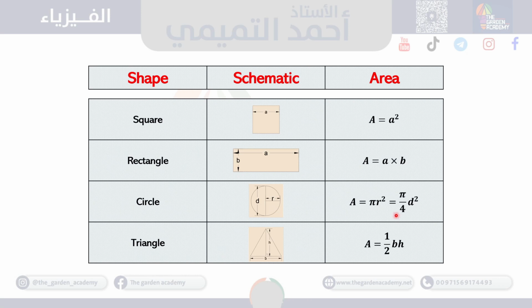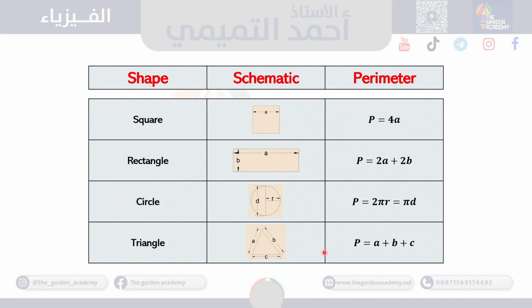And finally, if we want to find the area of a triangle, for any type of triangle, whether a right angle triangle, equilateral triangle, isosceles and so on, we have the same formula: A is equal to half times the base multiplied by the height. What is B? B is the base. What is H? It's the height of the triangle.